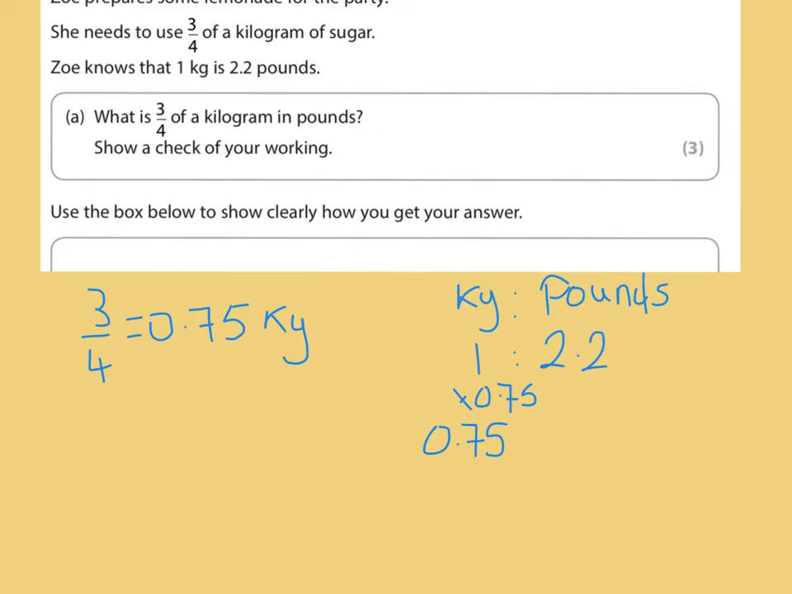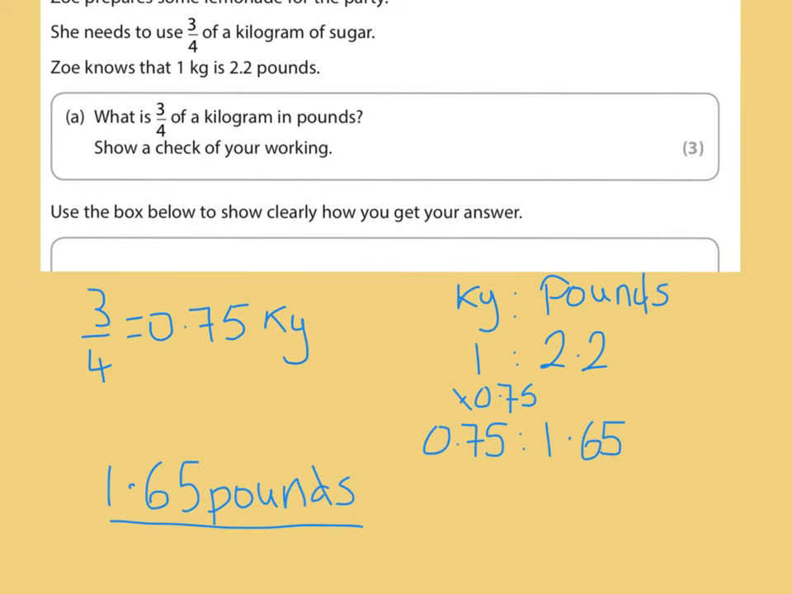Now, I doubt you would get this in a non-calculator section, but it could be there. So you might have to do some long multiplication here. I've actually just put it in my calculator and I've got 1.65 pounds. So that's the answer there. What is 3/4 of a kilogram in pounds? I'll write my answer really clear. 1.65 pounds as my answer. It's sometimes nice just to underline your answer so that they can see really clearly what you've got.